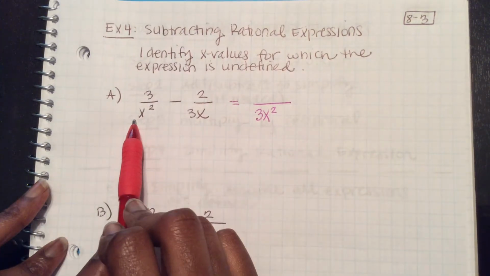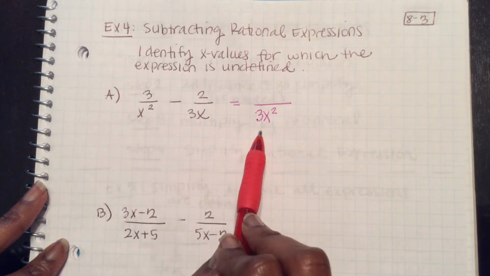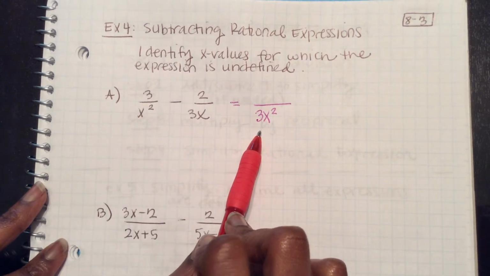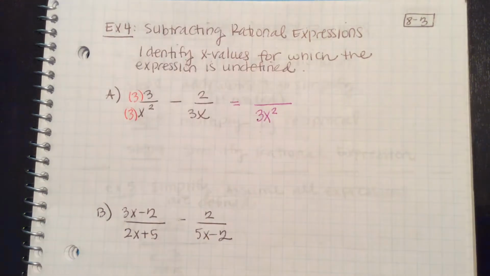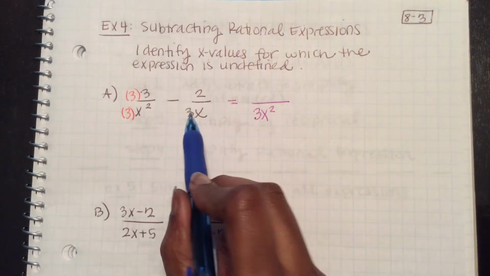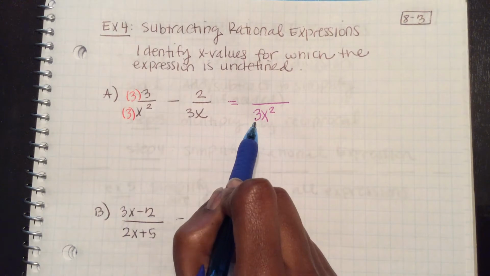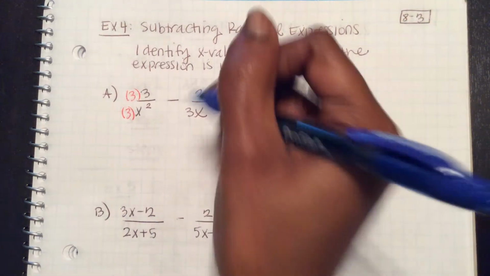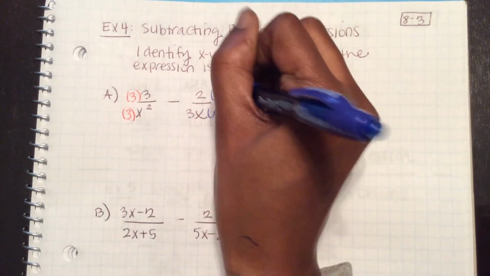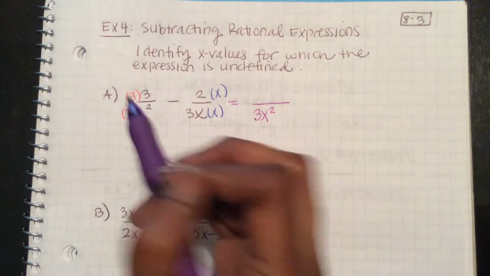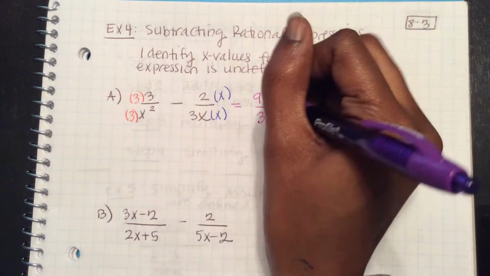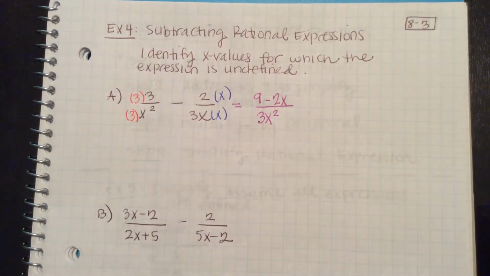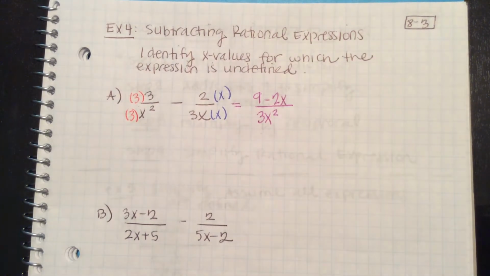So what do I need to multiply x squared by in order to make 3x squared? I need to multiply it by 3. What do I need to multiply 3x by to make 3x squared? I would need to multiply it by x. So 3 times 3 is 9. Subtracting 2x, I can't simplify this anymore.